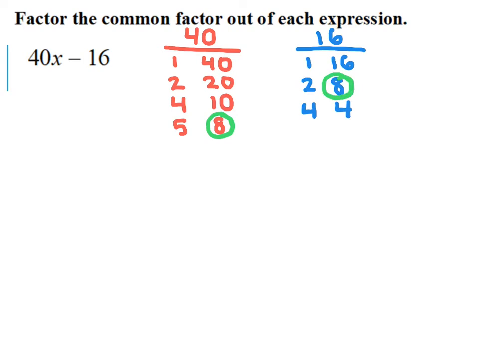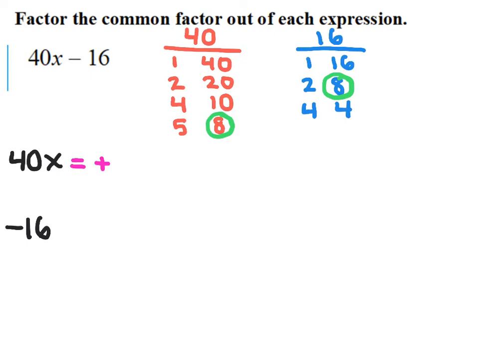Now I want to rewrite each of my terms and separate them out. So my original terms were 40x and negative 16. And notice I'm maintaining those original signs. I can rewrite 40x as, I know that 40x is positive.